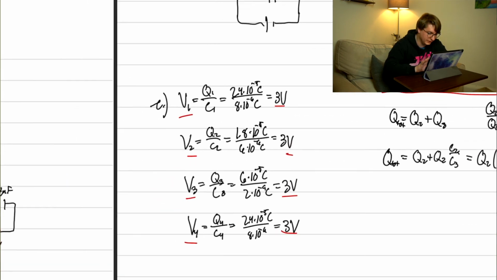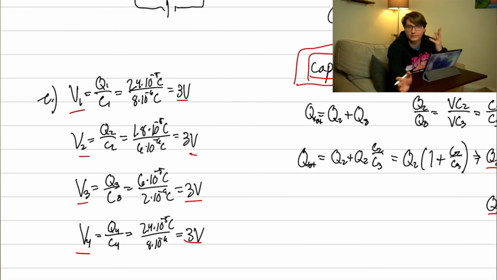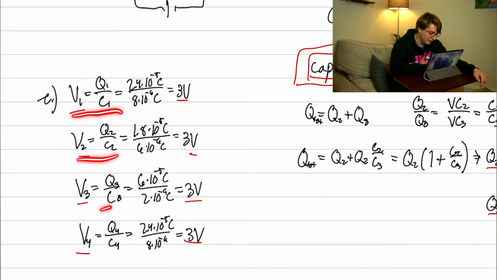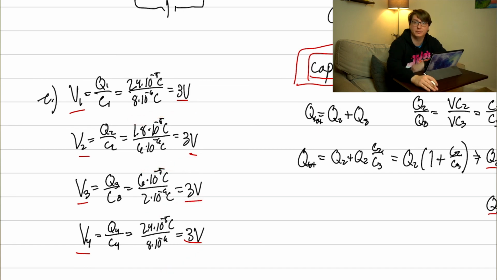Last thing, we want to get the voltage over each of them. Once we know any two combinations of capacitance, voltage, or charge, we can just get the third one with Q equals VC. And that's what we do. We know Q and C of all of these, we can go back and solve for the voltage. If we put in those numbers, we find that they all happen to be 3 volts.